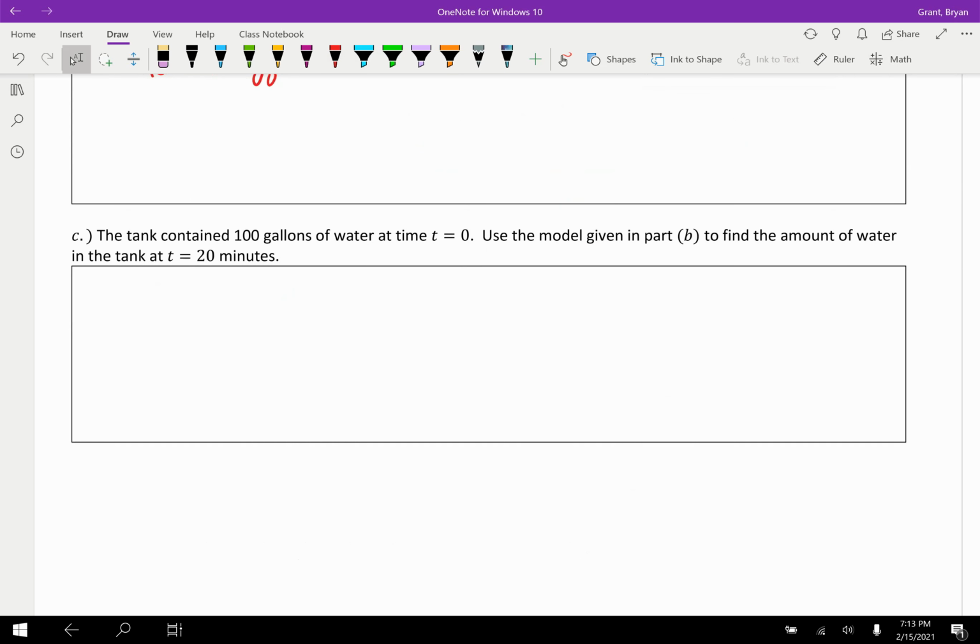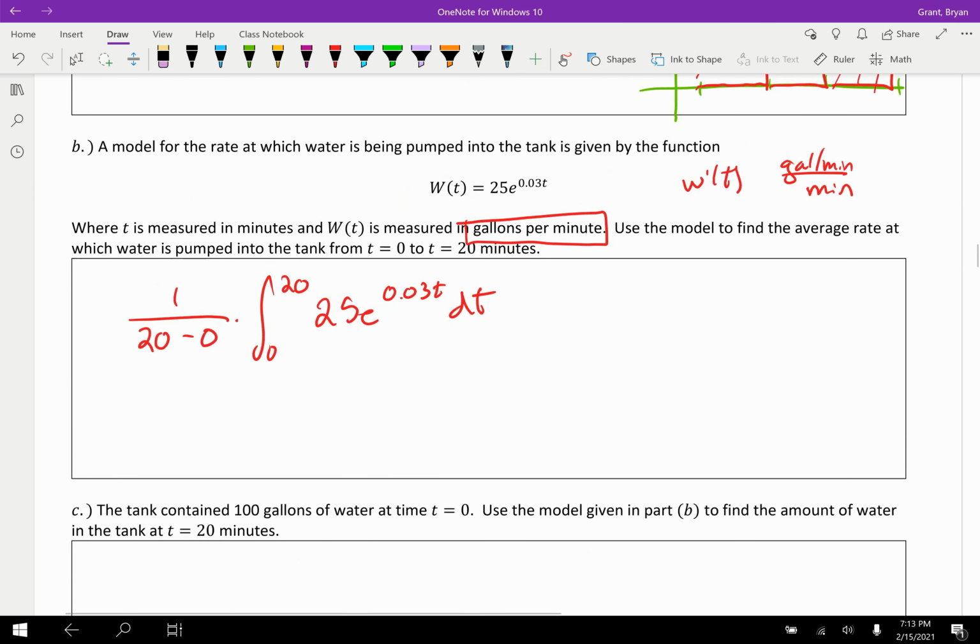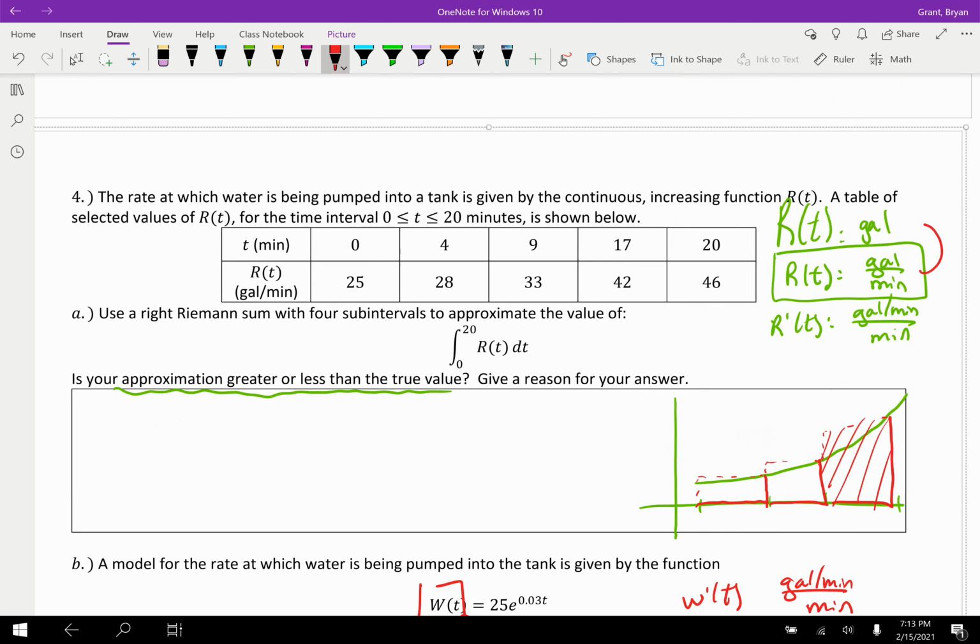The tank contained 100 gallons of water. Use the model given in part B to find the amount of water in the tank at t equals 20. So we have an equation that tells us gallons per minute. We want an answer in gallons. How do we go from gallons per minute to gallons? Gallons per minute to gallons is an integral.